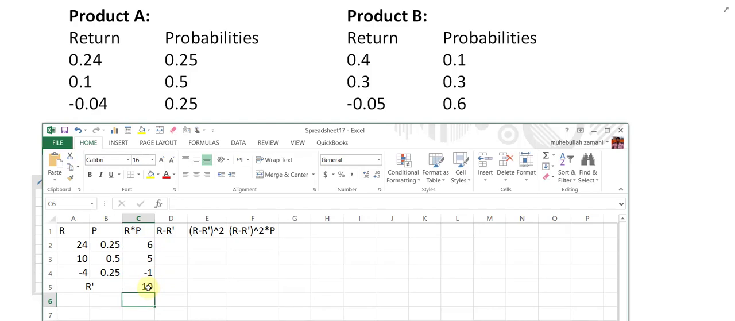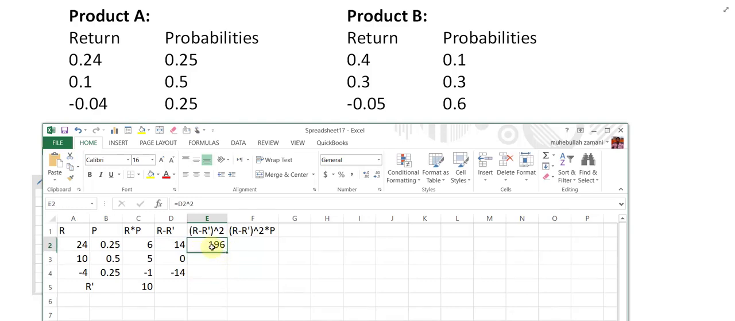Then return is equal to how many percentage? 10%. Then go for finding R minus R bar. So R minus R bar, this is for the second year. Again, R minus R bar, right? Result is 0. For the next year, R minus R bar, right? So result is this much. Next, you have to raise it to the power of 2. Whatever is the result to the power of 2, you get it.